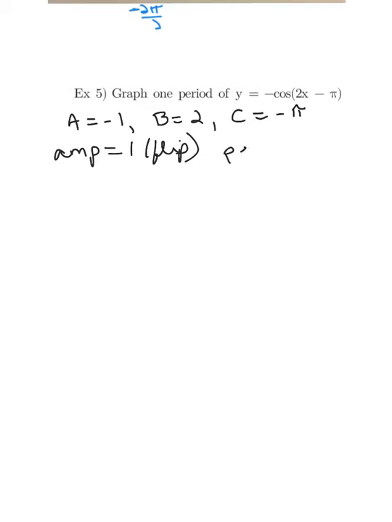Period. We take standard length, 2 pi, divided by the b in the problem, which is 2. So period length for this function will be pi. Increments: take the period length you just found of pi and divide it by 4. So our increments are pi over 4. We need to count by pi over 4s. Our phase shift.